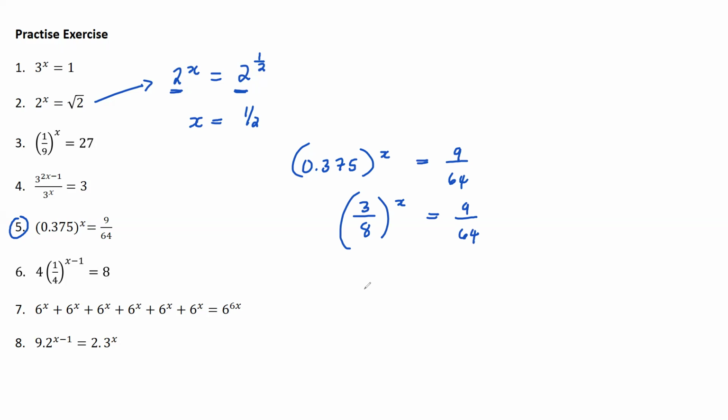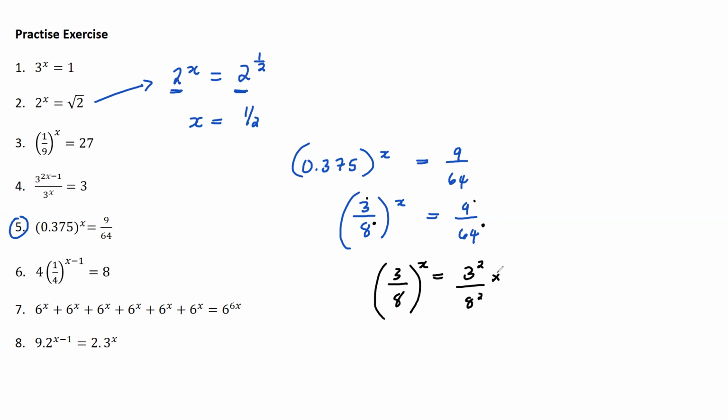Say 3/8 and 9/64. The bases are not the same. I agree. There's a 9 at the top here, there's a 3 at the top. 9, 3, 9, 3. 9 is 3 squared. There's an 8 at the bottom, there's a 64 at the bottom. 8, 64, 8, 64. 64 is actually 8 squared. That's what 64 is. It's 8 squared.